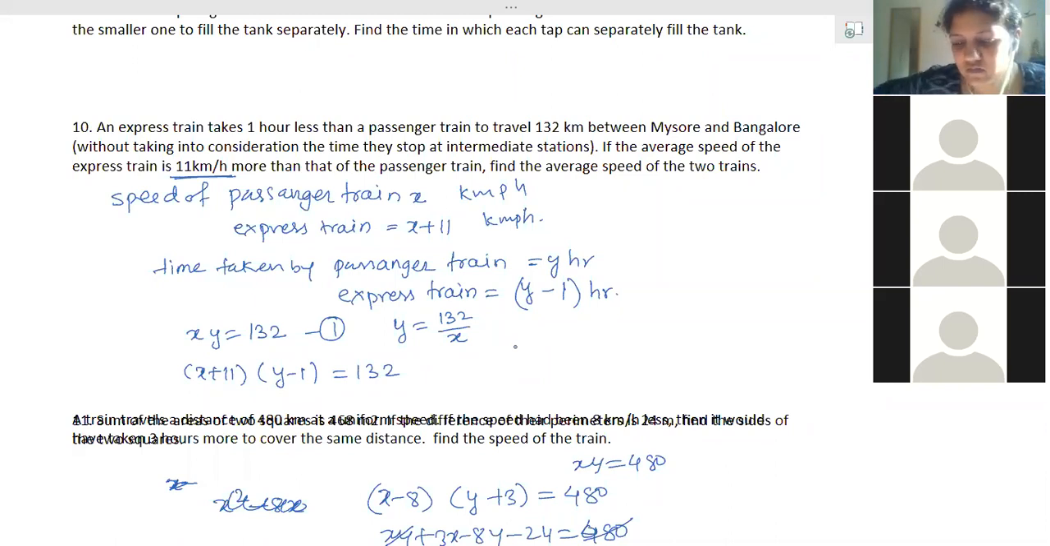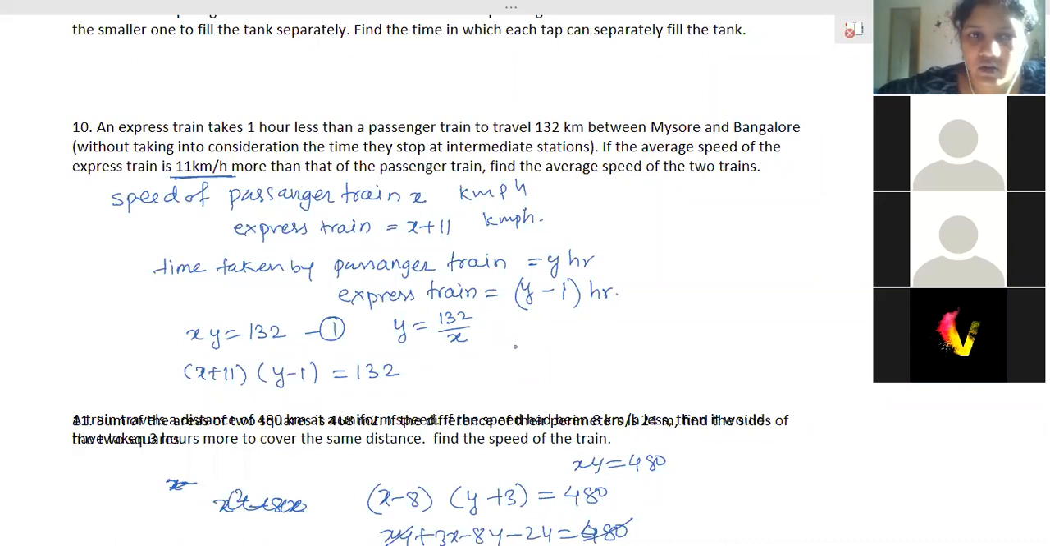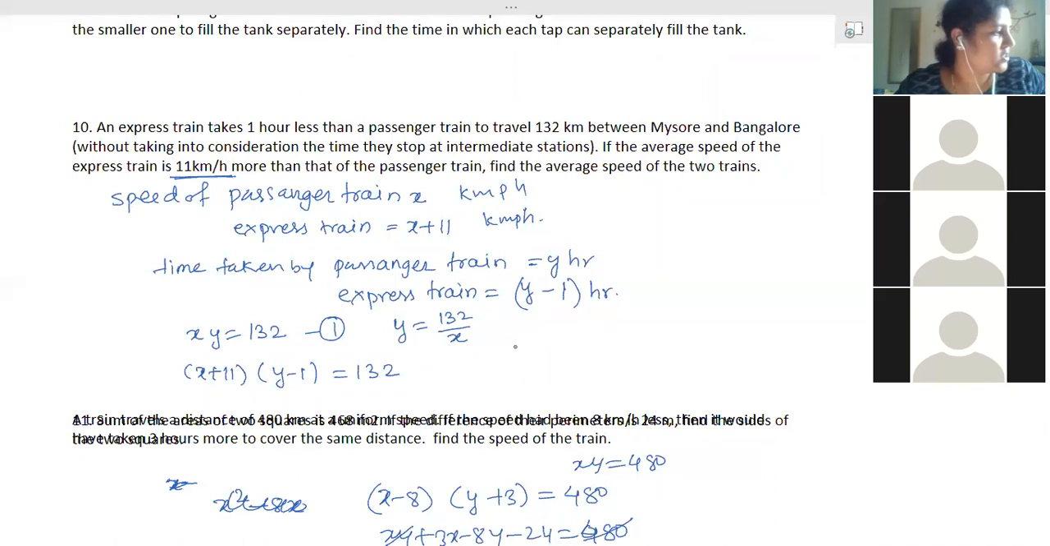Ma'am, could you repeat the homework? Homework 4.8 exercise, RD Sharma. Okay, ma'am. Ma'am, it's the equation x square plus 11x minus 1452. The full exercise, each and every question is exactly based on these train questions. Okay, ma'am. When should we submit it by? Monday. Okay.